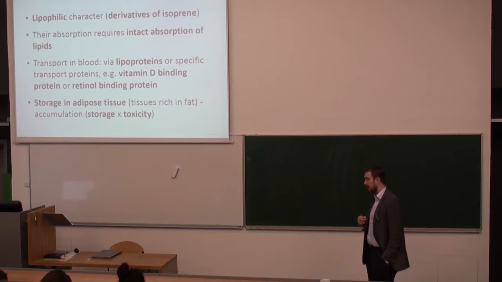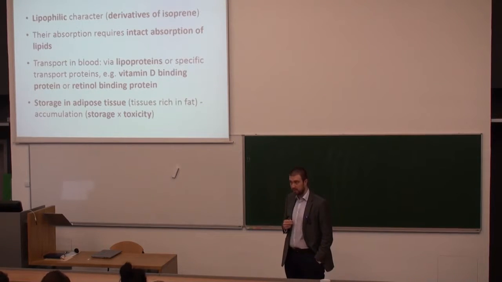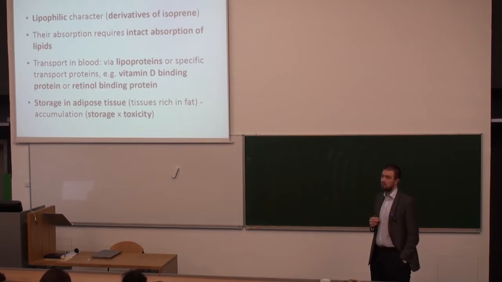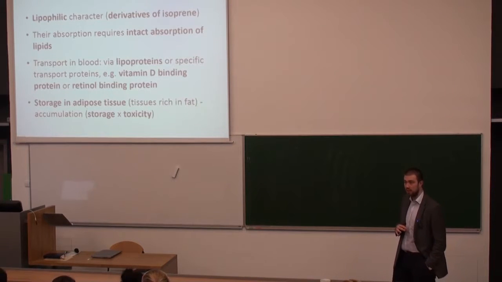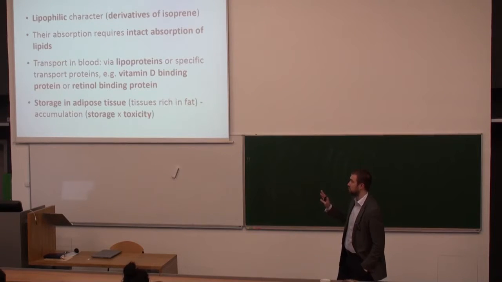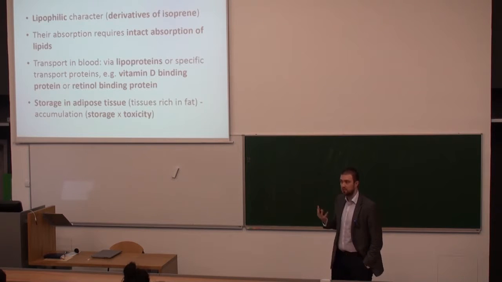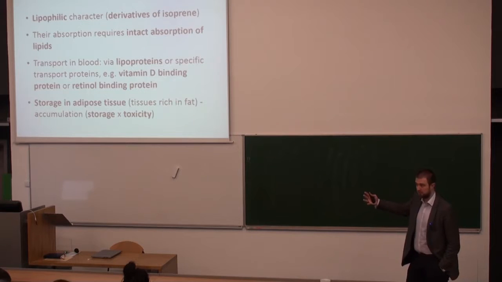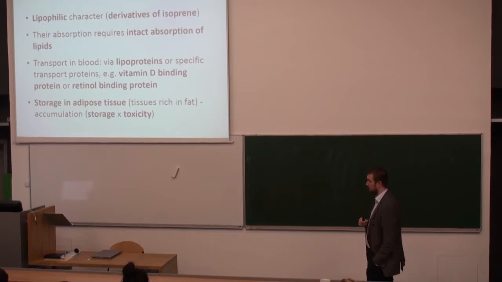And third characteristic is that typically we can store them in the body. Water-soluble vitamins we cannot almost effectively store. There is exception with vitamin B12, but for fat-soluble vitamins we have the stores in adipose tissue. That means in the tissue that's rich in the lipids. And of course also in other tissues that have the triacylglycerols and lipids inside.